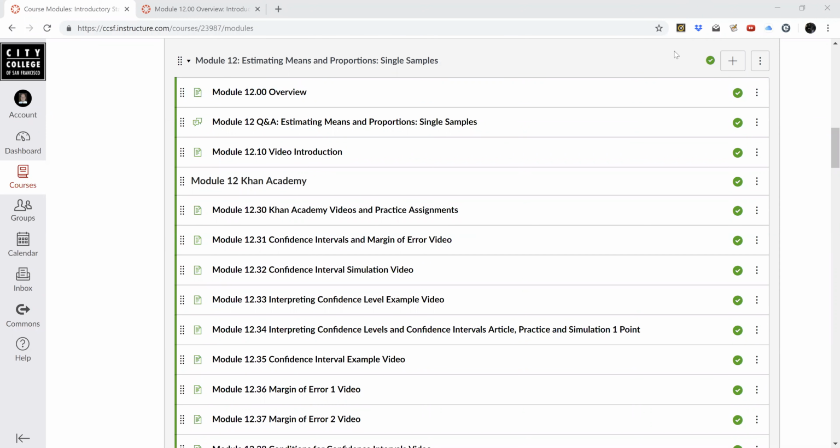Hi, everyone. Welcome to Module 12 of Econ 5. In Module 12, we're going to be discussing something known as confidence intervals.